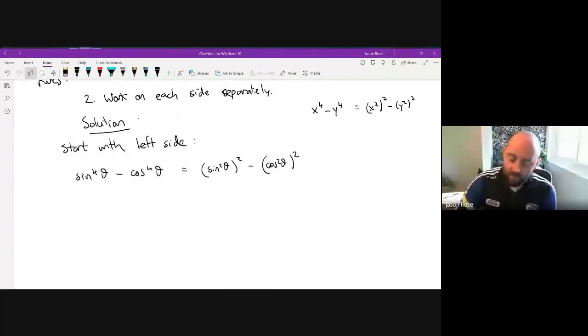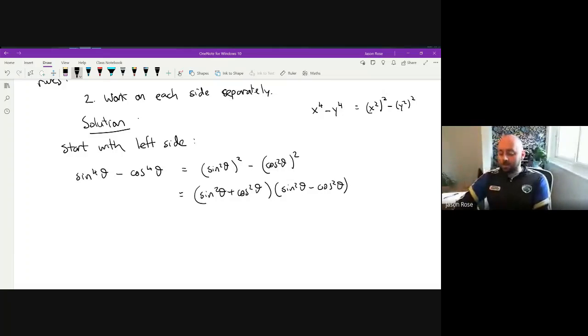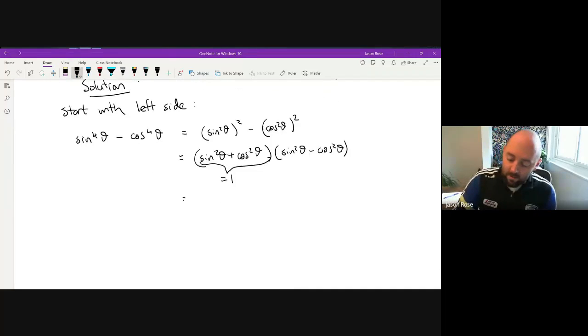Okay. Treating this as the difference of squares, what I see then is sine squared theta plus cosine squared theta multiplied by sine squared theta minus cosine squared theta. And the reason I wanted to do that is because this thing in here is equal to 1. That's one of our trig identities that we saw earlier. That's equal to 1 times sine squared theta minus cosine squared theta.